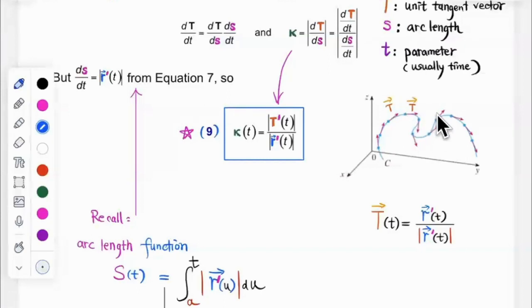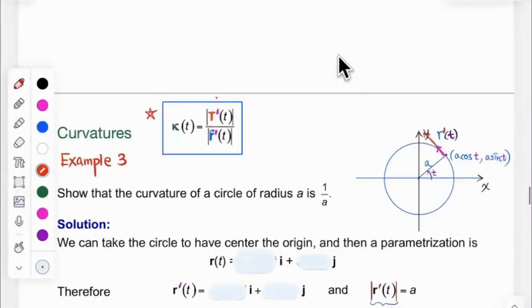And here is a picture to show what the unit tangent vector is. Each one of these is a unit tangent vector. You just take the tangent vector and divide by its magnitude. Then you get those unit tangent vectors at each point on the curve. So let's write this one more time. The curvature is equal to the magnitude of T prime of t divided by the magnitude of r prime of t.